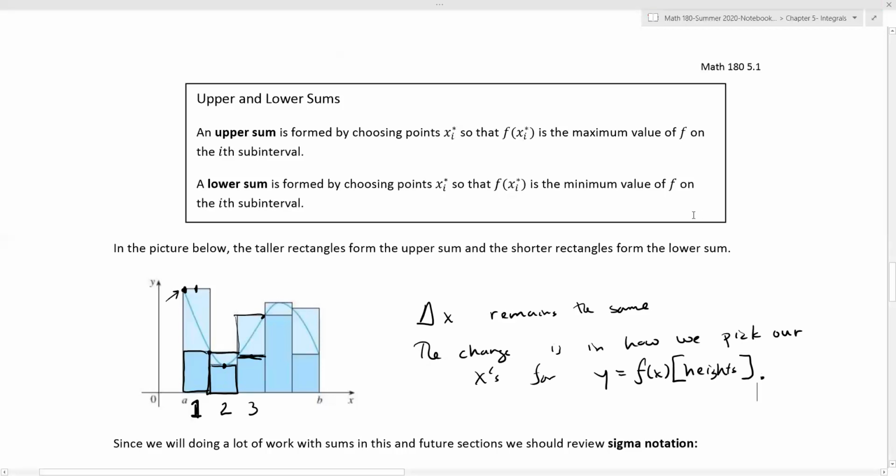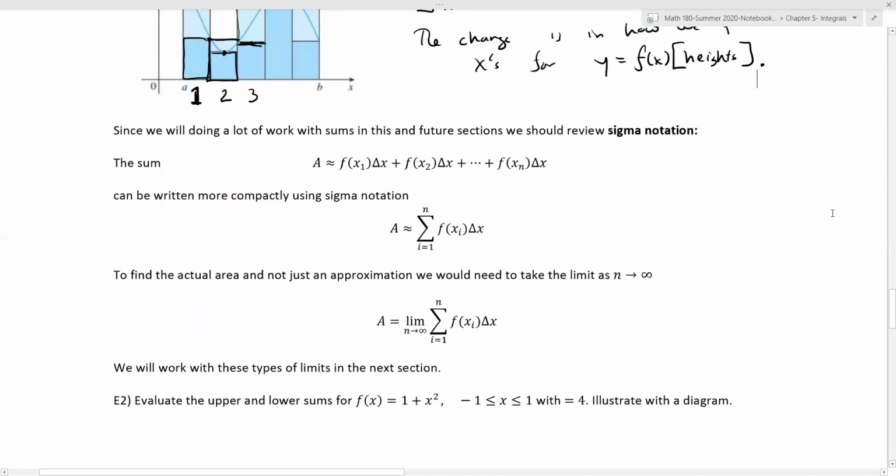All right. So now let's take a look at what's called sigma notation. Okay. So sigma notation is basically summation notation. Well, this is integrals because we are going to be taking sums, but it'll be okay. I think hopefully we'll get this. It'll be fine.